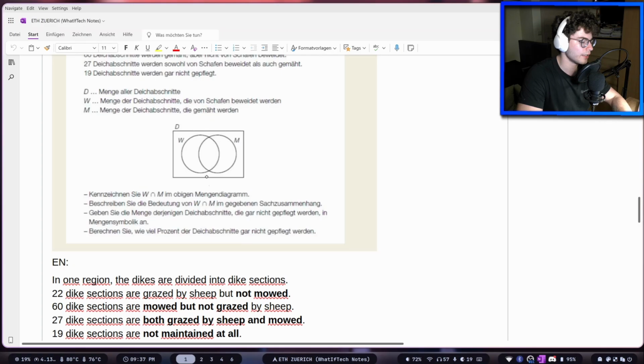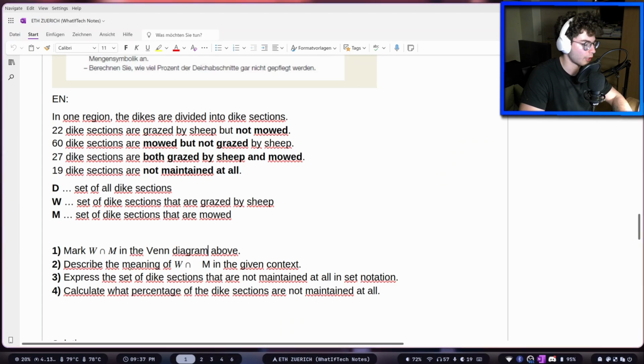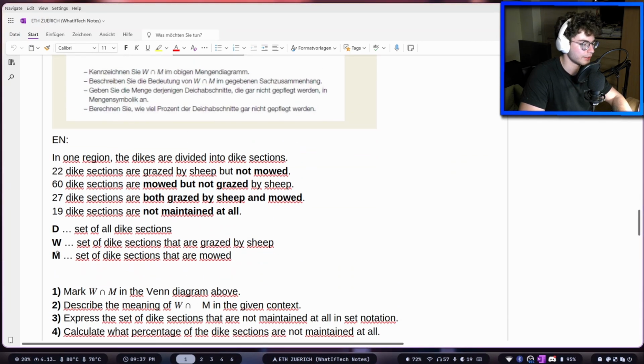The intersection is the elements here. These elements are interlocked with W and M and are in both sets. Task 2, describe the meaning of the set we just colored in. As you can see, W is the set of disections that are grazed by sheep, M is the set of disections that are mowed. Because it's an intersection, the set that we just colored in are disections that are grazed by sheep and are mowed.